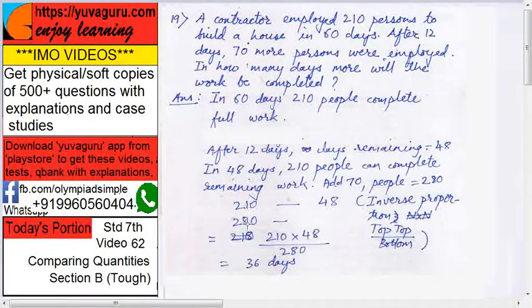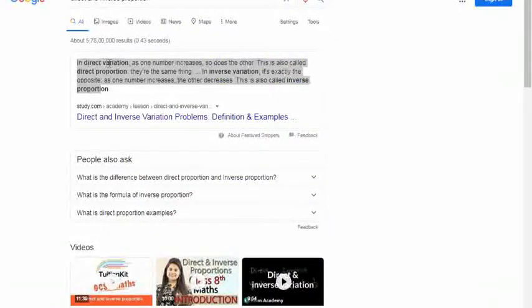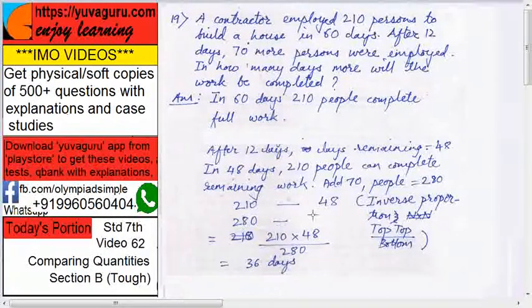If people are increased, then the days will decrease. Right? Means if this is increased, this decreases. So this becomes inverse proportion. In direct proportion, if one number increases, the other also increases. In inverse proportion, it's exactly the opposite. If one number increases, the other decreases. So here one number increases, the other is decreasing.